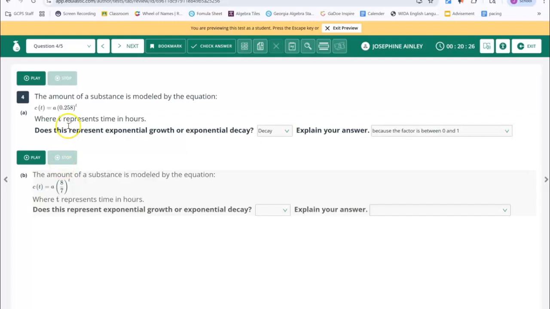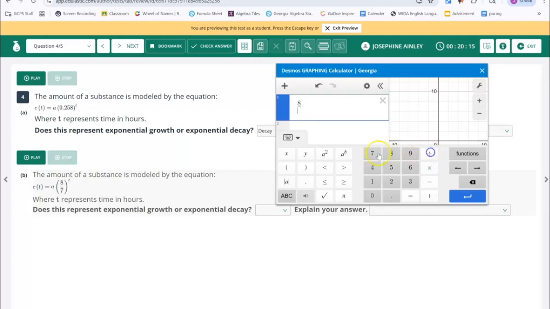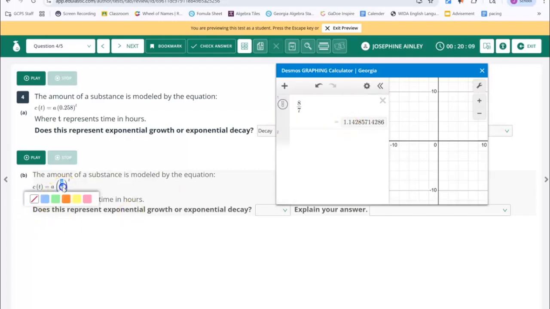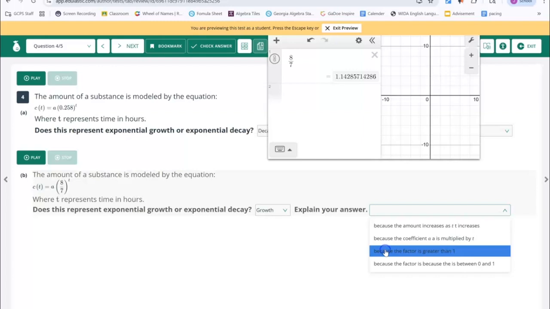When I go to this question, I can't see it, but what I can do is type it into decimals. Now, I do know that this is growth because the numerator is greater than the denominator, but let's assume you don't know that. You're going to type it in. So I see 8 divided by 7 as my factor, and you can see it's 1.14. Because the factor, which is again right by the exponent on the left, is greater than 1, this is exponential growth.